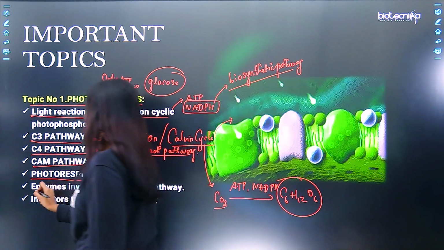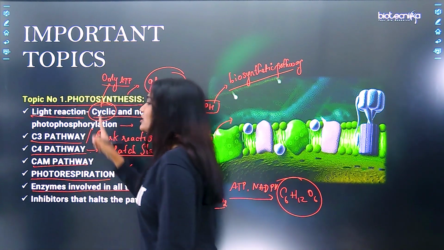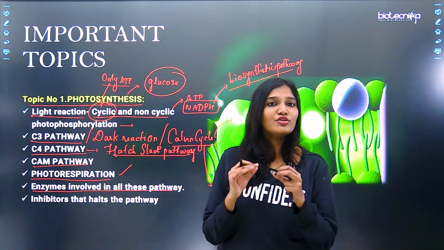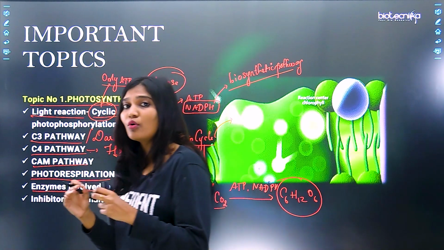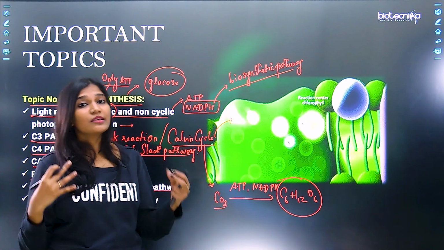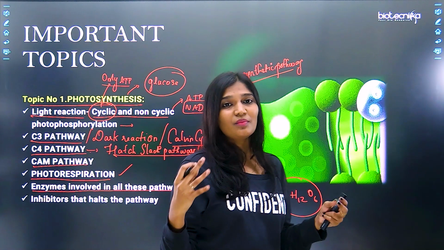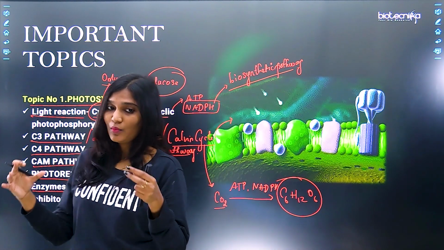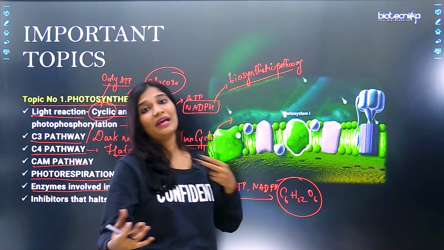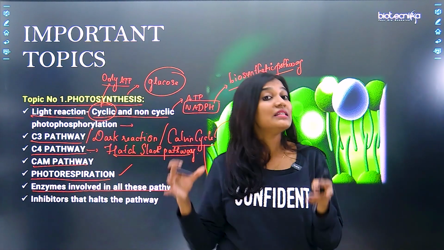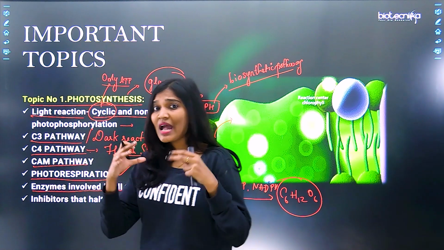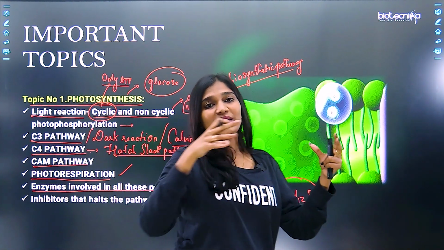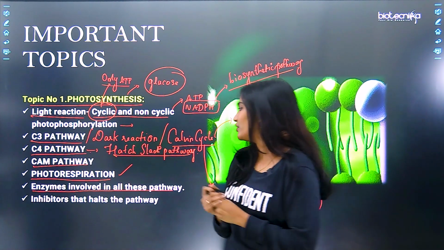The next, what are the enzymes involved in all these pathways? When you're going to read any pathway, it's really important to read all the enzymes and their role. If one is not present, what's going to happen? A very important question, we can say, is rubisco. What's the role of rubisco in a C3 plant? Where is the rubisco present in a C3 plant? Where is the rubisco present in a C4 plant? So this is a very important one. And what is this rubisco going to convert, one molecule into another molecule? That is also another important thing.